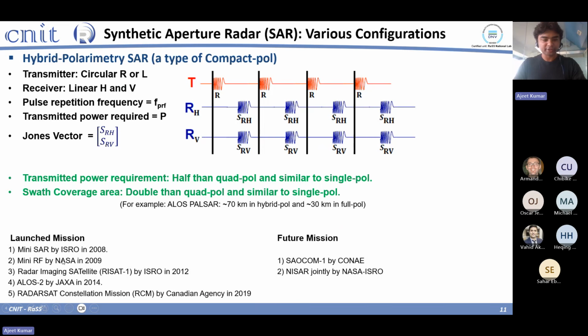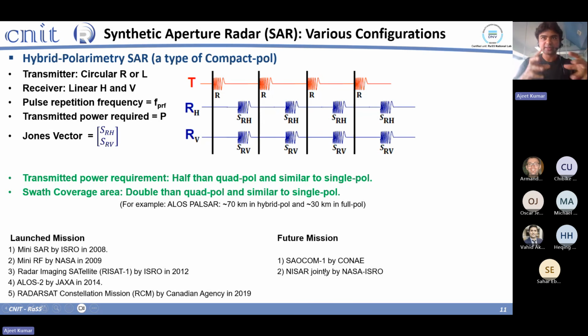Talking about lunar surface exploration, mini-RF was launched in 2008-9 on board the Chandrayaan-1 mission. Then RISAT-1 was the first Earth observation satellite with a hybrid polarimetry mode, and that was also launched by ISRO. Then ALOS-2, RCM, and NISAR, which was just now launched, and we are waiting for the data.